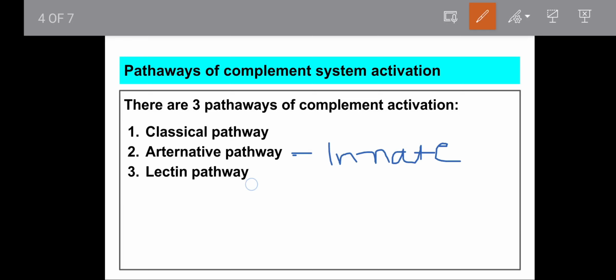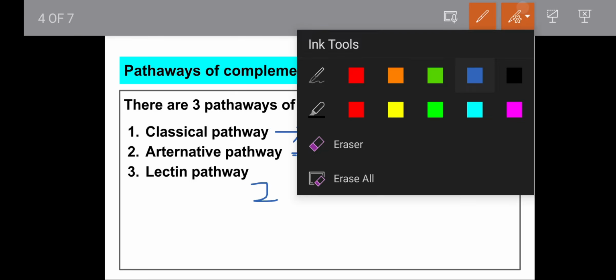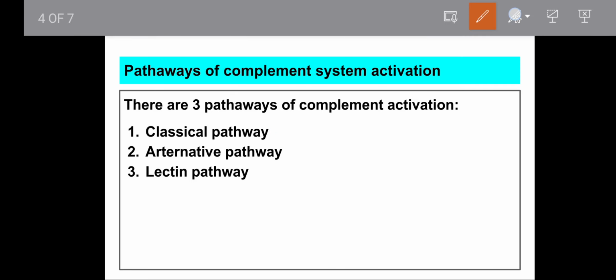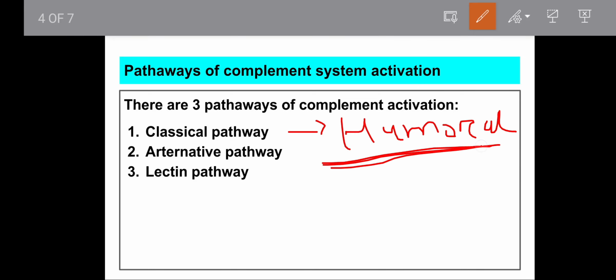After the alternative pathway and the lectin pathway, the classical pathway takes place, and it is part of the humoral response. Humoral response means it requires antibodies for its activation. One by one, I will discuss these three pathways. So first, we'll discuss the classical pathway.